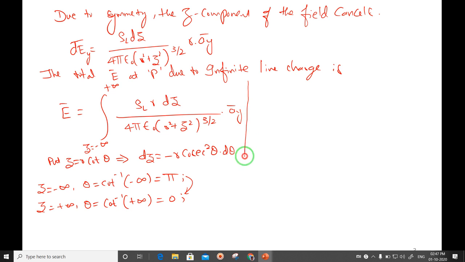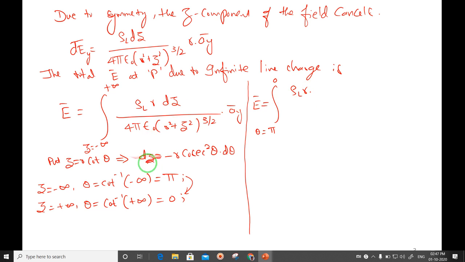And I will write here only in this slide, same slide. So I want to change the limits of integration. E vector is equal to, integration from, so theta will come into picture. I am changing the limits. It is from 180 degree, pi, to 0 instead of, right? Then rho L into R, rho L into R.